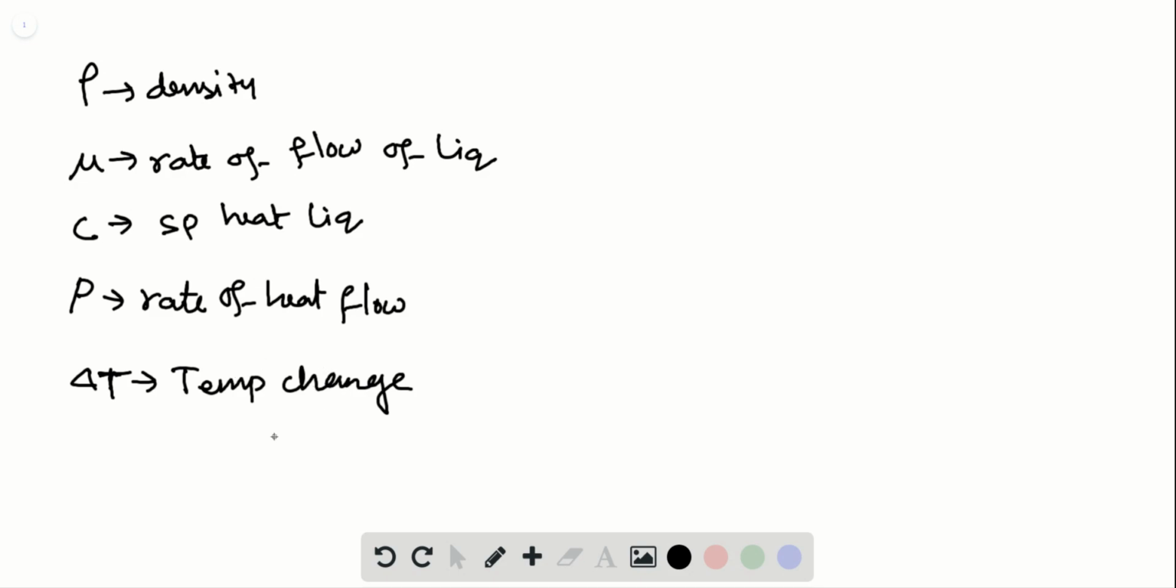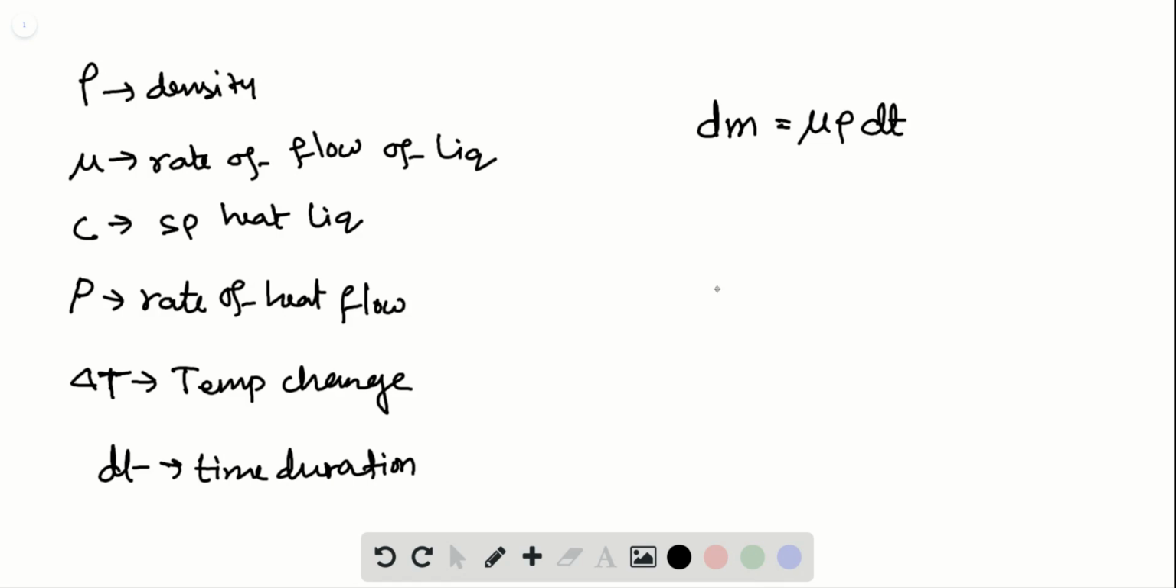And if we consider the time duration as dt, so this is time duration, then during the time interval, the amount of liquid being heated will be dm, which is equal to mu times rho times dt. So the energy that's required for the heating will be dq, which is equal to P times dt.